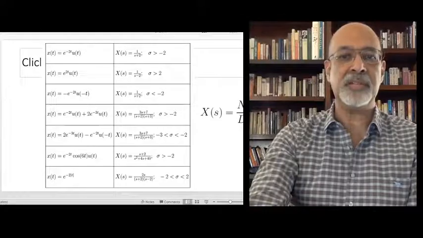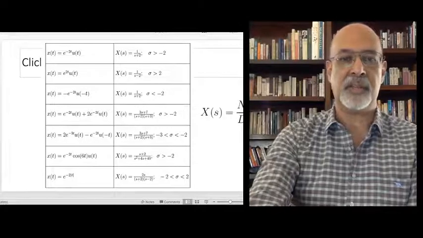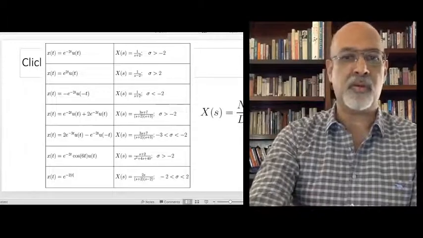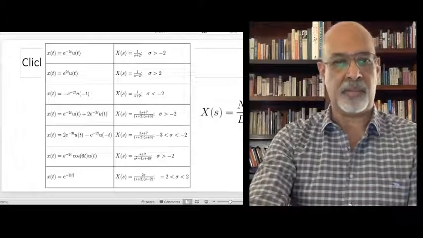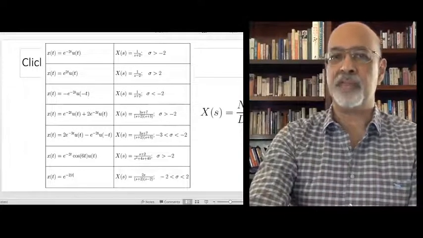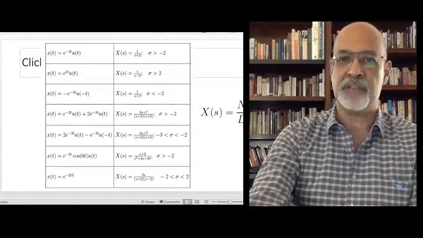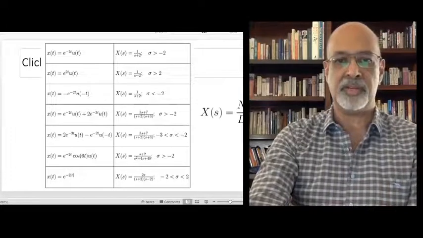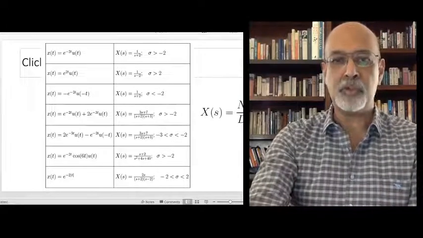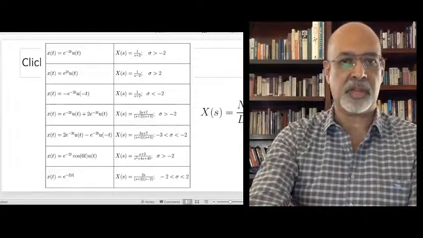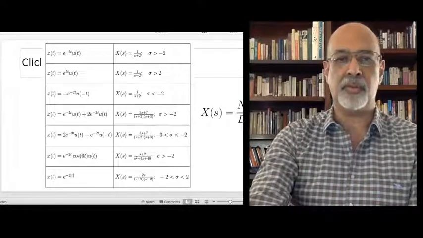The other thing to notice is that all of these Laplace transforms are of the form where we have a numerator polynomial divided by a denominator polynomial. Now that's not the case all the time. We're going to have situations where we won't just have a polynomial at the top and a polynomial at the bottom, and I'll show you one of them in just a little bit. But for the most part, this is the form that we will have. We have a polynomial at the top divided by a polynomial at the bottom.